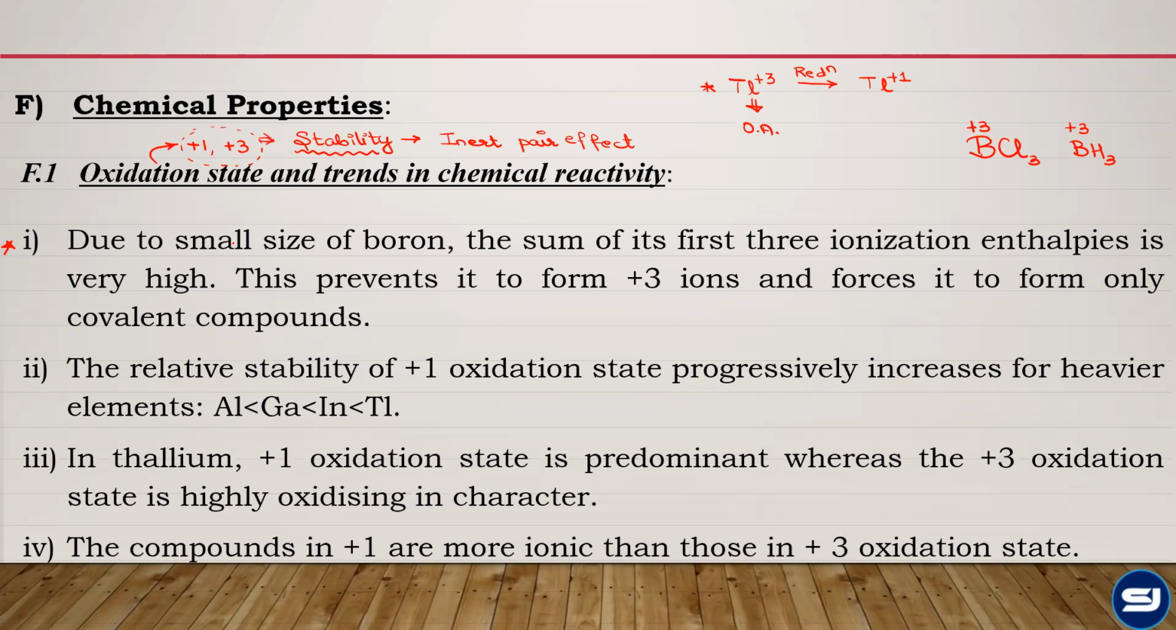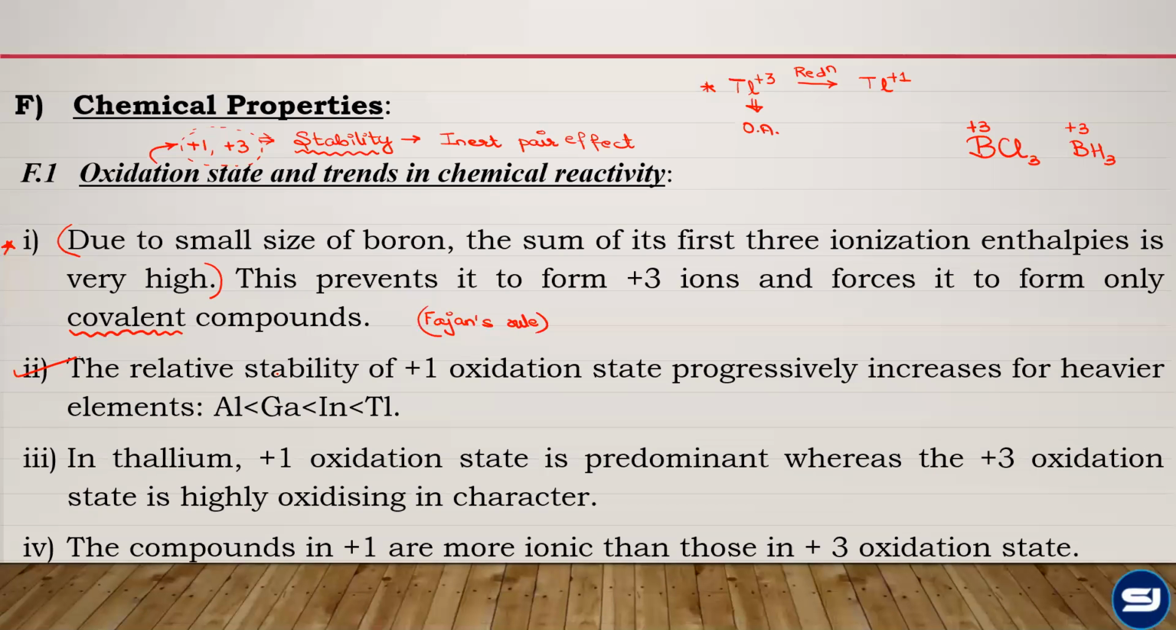Due to small size of boron, the sum of the first three ionization enthalpies is very high. This prevents it from forming +3 ions and forces it to form only covalent compounds. And the covalent character down the group will decrease, rather the ionic character down the group will increase. And this is in accordance with a very famous rule which we always discuss, that is Fajans' rule, a very important point to be noted.